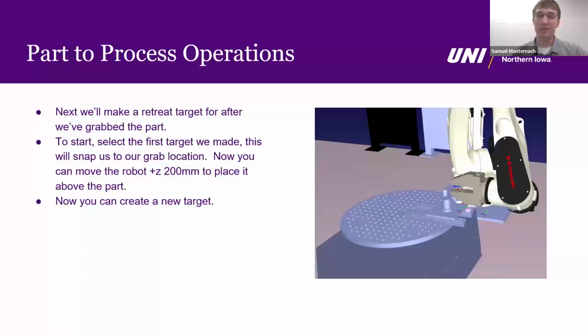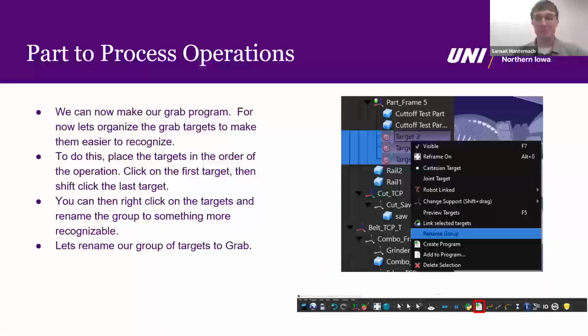for the grip location and you'll snap right to it. And then you can move your robot up 200 millimeters plus in Z. Since we're referencing everything from that corner of the part, you can use it relative to that location. And then you can create your new target for your retreat point. All right, so now we have our 3 targets and we can use them to make our grab operation.